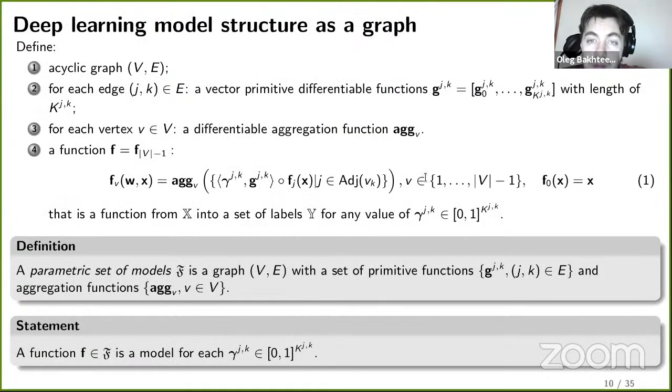Here is a formal definition for our model considered as a graph. There is an acyclic graph. The vertices of the graph will be intermediate states of our data set, and the edges will be the basic primitive functions for them. The graph with the set of given functions will be called a parametric family.